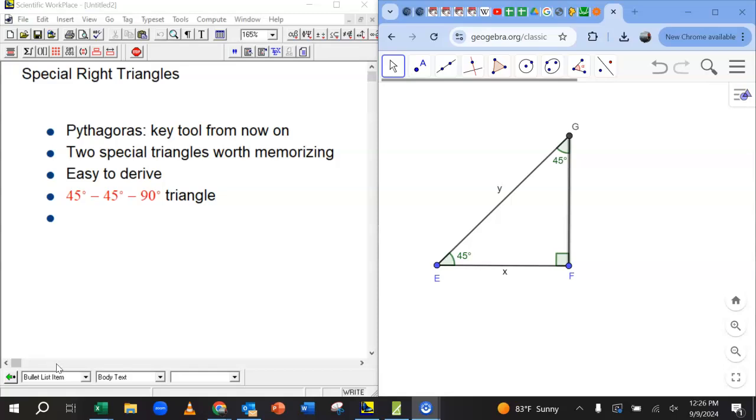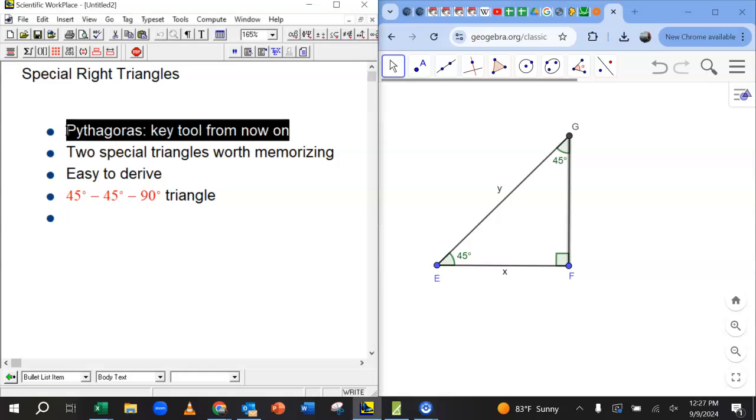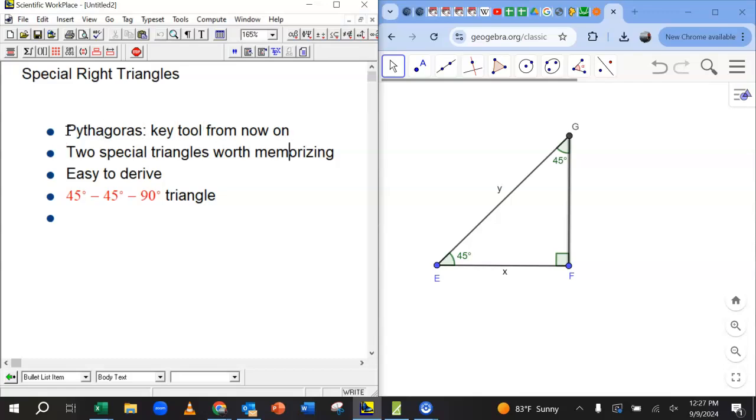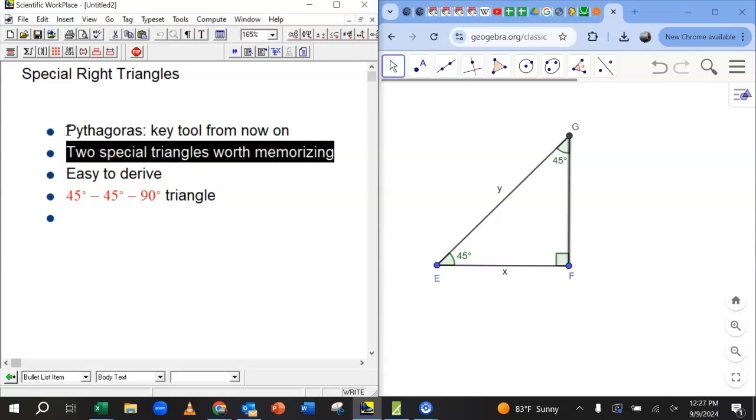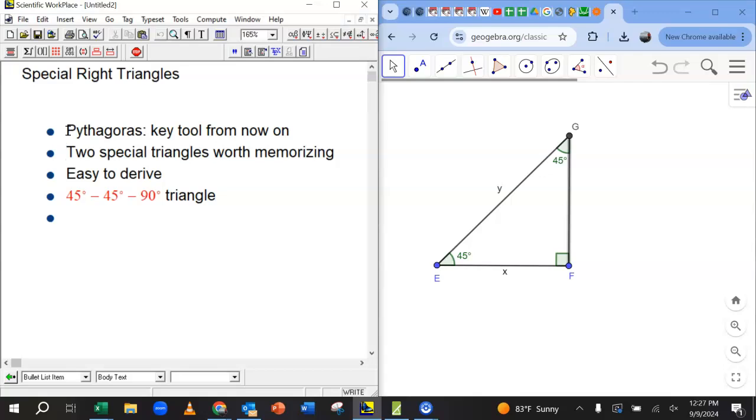We're going to talk about special right triangles. This is an easy follow-on from the basics of Pythagoras. The Pythagorean theorem is going to be an absolutely key tool from now on. It just shows up so many places over and over again. And it's going to lead to two special triangles that are worth memorizing, in that if you know it has certain special angles, then the side relationships are always going to be known.